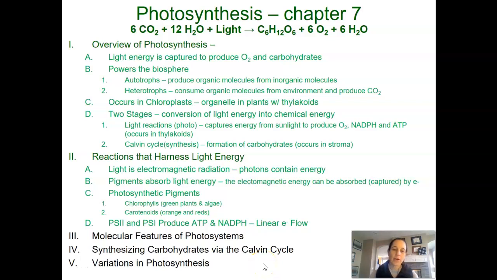All right, so far we have talked through an overview of photosynthesis as well as discussed how different reactions are able to harness the light energy. So now we're going to get into the specifics describing what's actually happening to the electron as it moves from photosystem 2 to photosystem 1, such that we can ultimately produce ATP and NADPH.